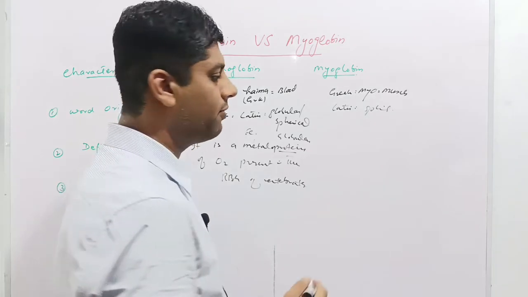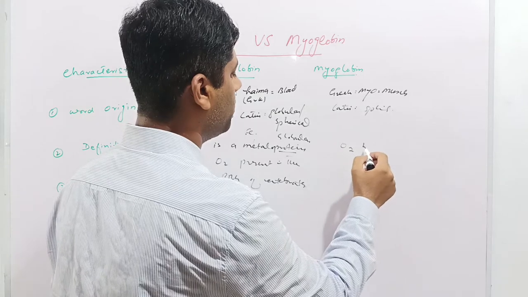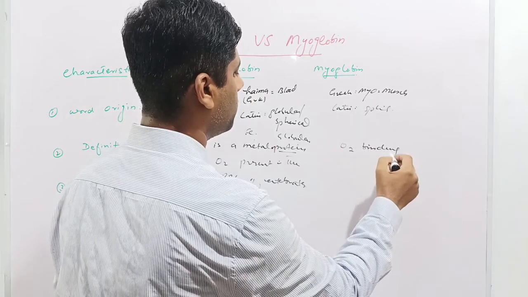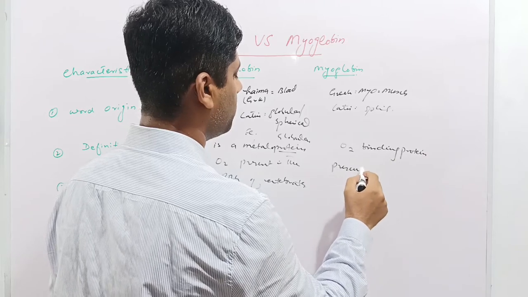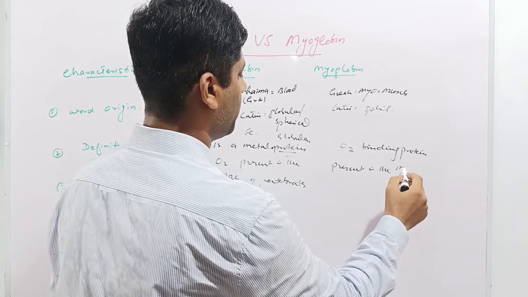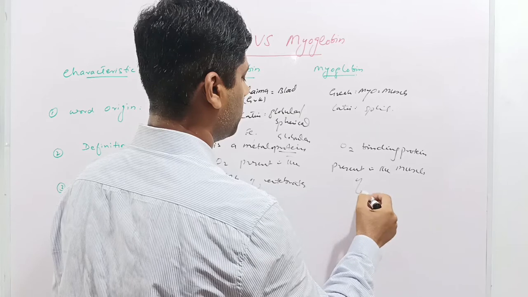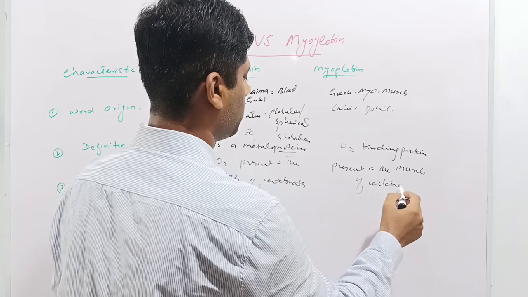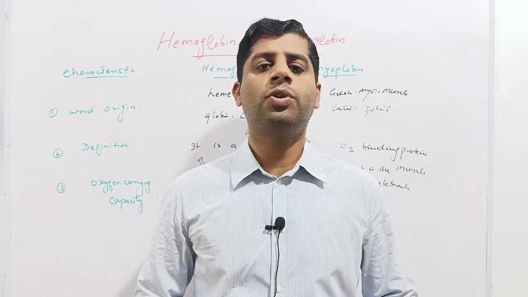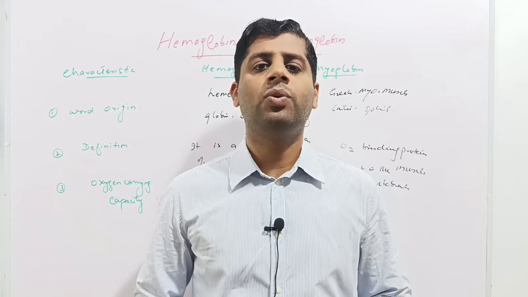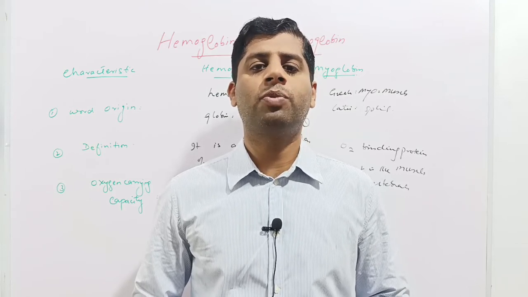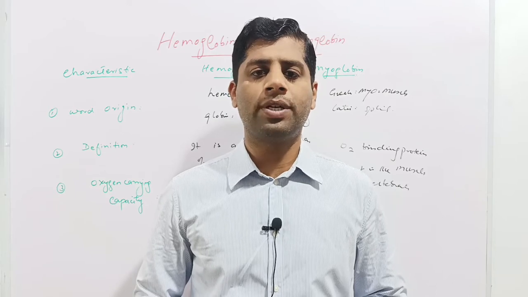While the myoglobin may be defined as the oxygen binding protein present in the muscles of vertebrates. Hemoglobin is a metalloprotein of oxygen present in the red blood cells or erythrocytes of the vertebrates, while the myoglobin is oxygen binding protein present in the muscles of the vertebrates.